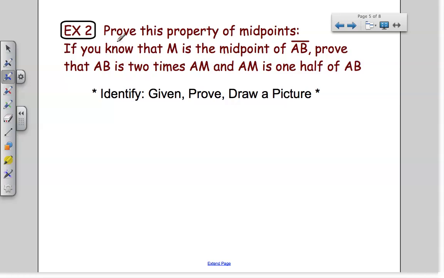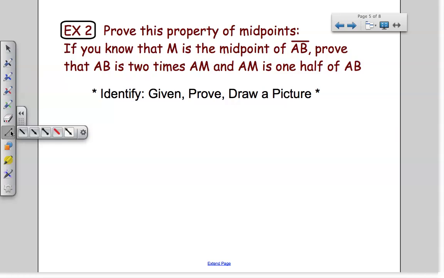So, this property of midpoints. If you know that M is the midpoint of segment AB, prove that AB is 2 times AM, and AM is 1/2 of AB. So I wrote a few things here, and kind of a hint. We're not given anything here. I need to identify what's given. I need to identify what I need to prove, and definitely draw a picture.